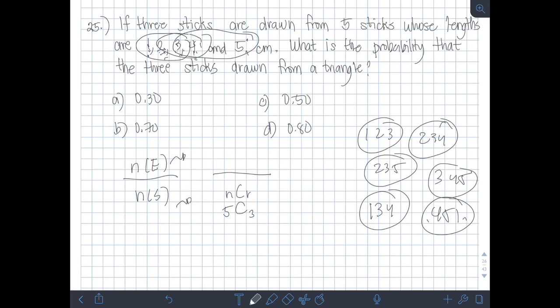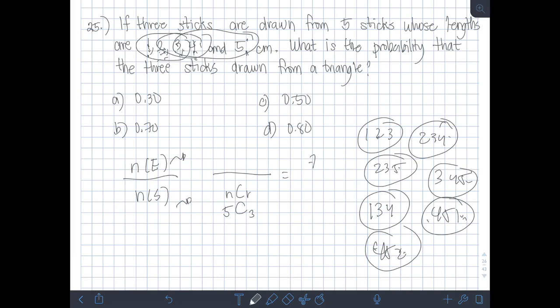Ano pa? 4, 5, 2. Pasok, kasi 4 plus 2, yung dalawang pinakamaliit ay 6, greater than dun sa third side na 5. Okay? Tapos, 4, 5, 3, nagamit na. So, therefore, ito na yun kasi maulit na kapag nag-combine tayo ng 3. So, ilan to? 1, 2, 3, 4, 5, 6, 7. So, therefore, we have 7 number of combinations, which is yun yung susulat natin sa numerator.